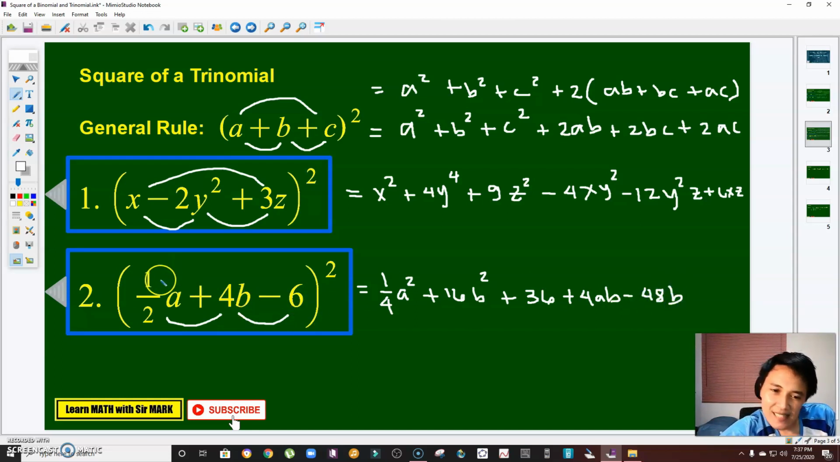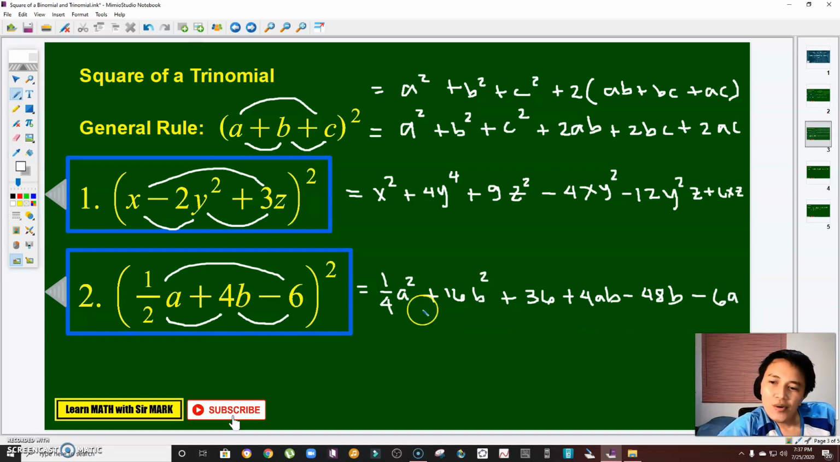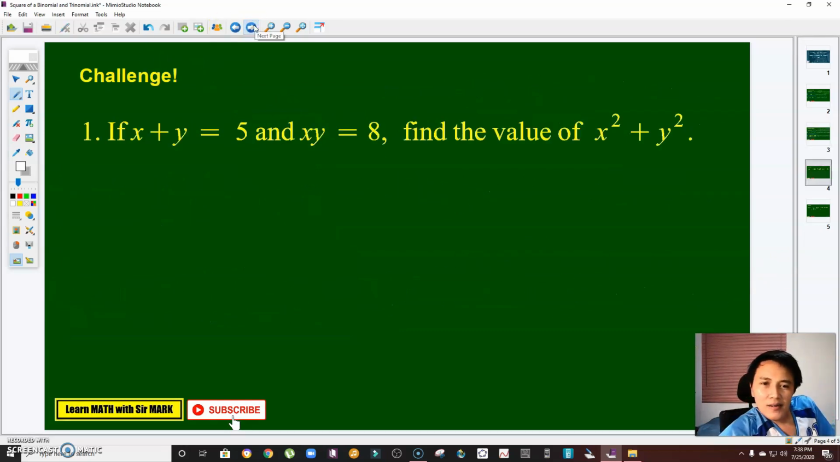48b. And lastly, multiplying the first and the third term times 2. Again, the 2 will cancel, because 2 times 1/2. Okay. So that will result to negative 6a. There you go. Okay? You can rearrange this if you wanted to place the constant on the last term. Okay? But in this case, okay na yan. Clear? Okay, so let's have a problem.